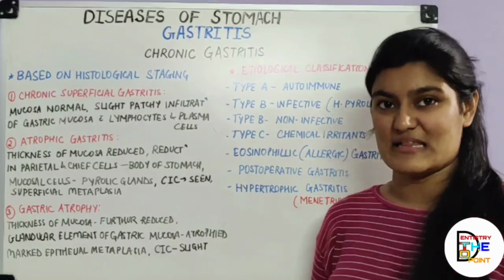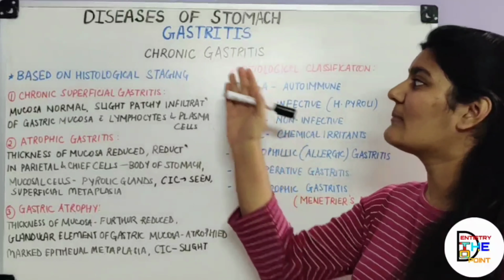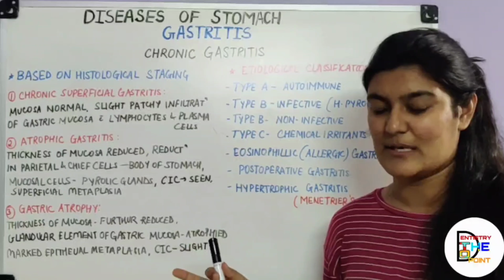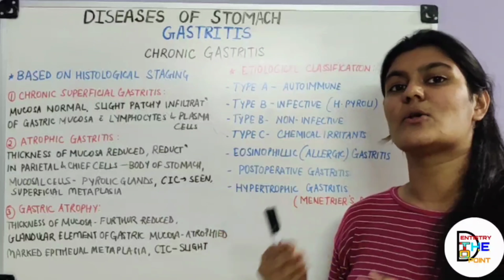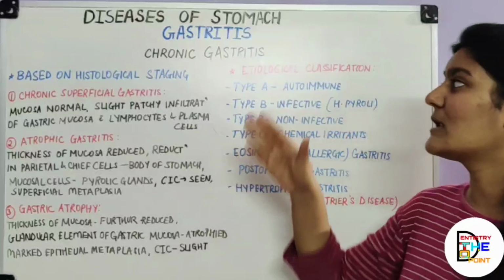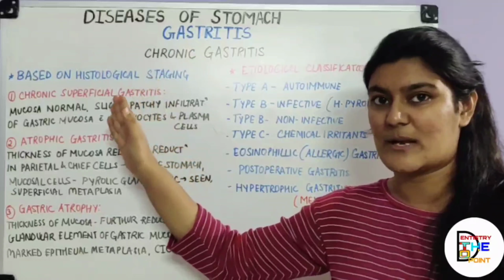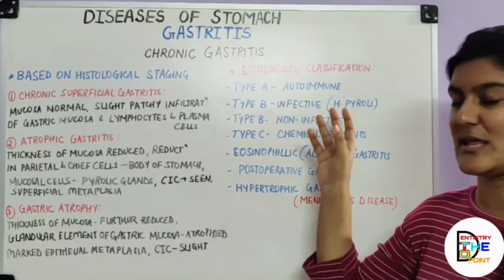Starting with chronic gastritis, so one thing which I have earlier mentioned, that जो आपने acute gastritis पढ़ा था, that is seen on endoscopic examination, right? And this is more a histopathological variant which is seen on gastric biopsy. Okay, so now it is divided into two types based on the histological stage it is present on, and secondly the etiological classification or the etiology it projects.